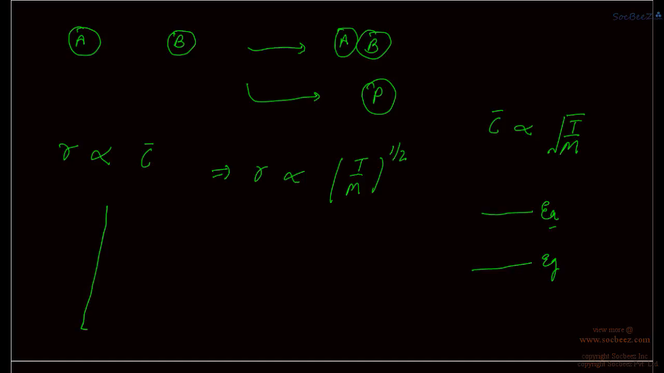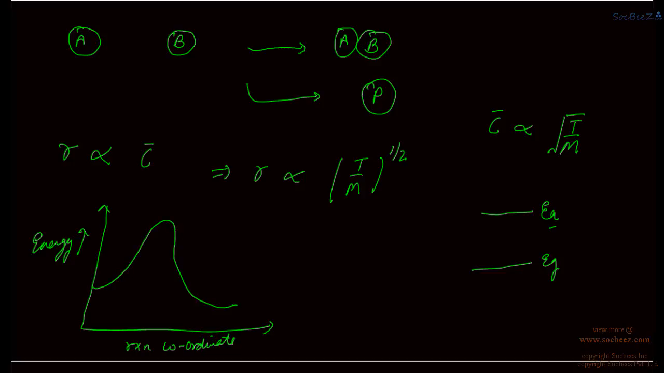If we draw the progress of any reaction here, with energy on the y-axis and reaction coordinate on the x-axis, then the reaction takes place like this, in this manner. This is the energy of reactants, this is the activation energy, and this is the energy of products. Here we call delta H as ER minus EP. Okay, delta H of this reaction.